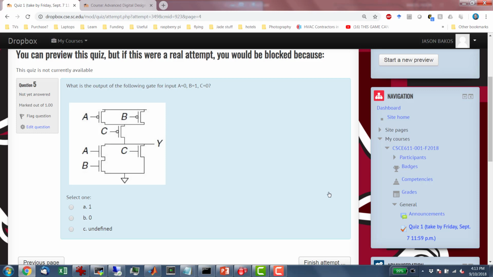Because NMOS turns on with a 1, and it's used to implement the pull-down network. Because the pull-down network represents the rows of the truth table that output 0, for each one of those rows, you find the 1s. So in this case, I'm looking for C being a 1. So that's where you get this, C1, C1, C1. In these two guys, I have A, B are 1s. So that's why A and B are in series here. Does that make sense?